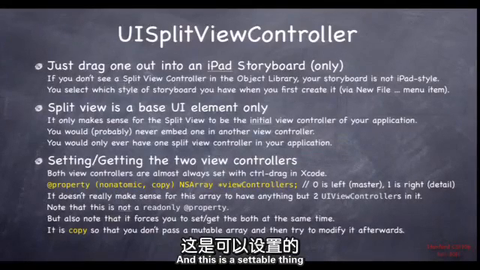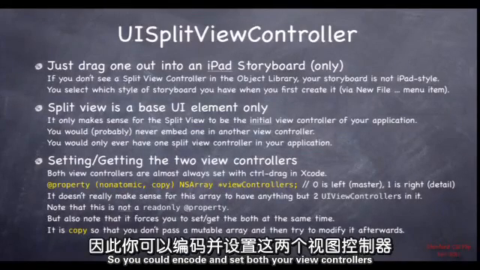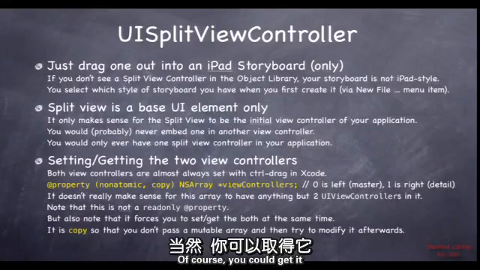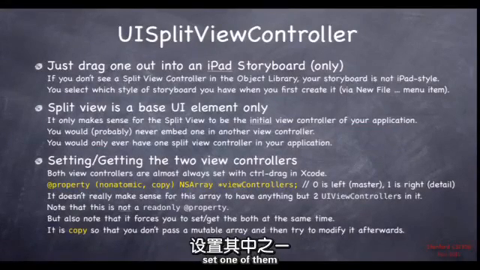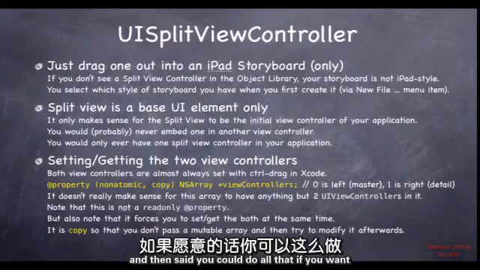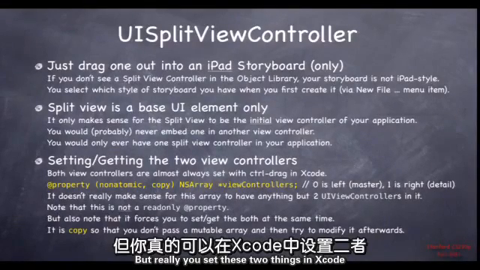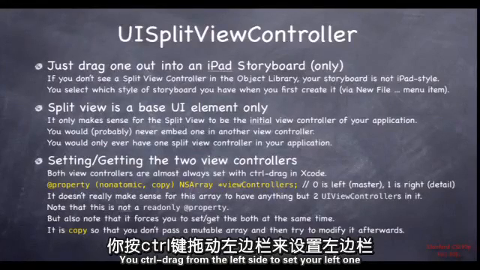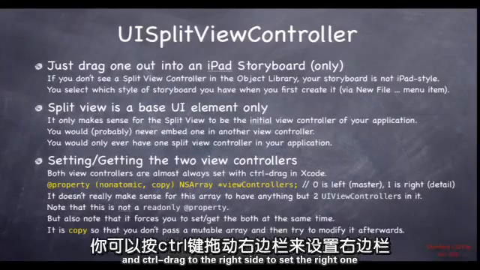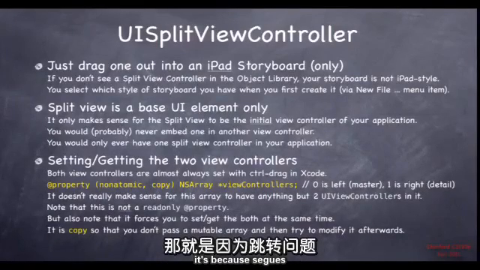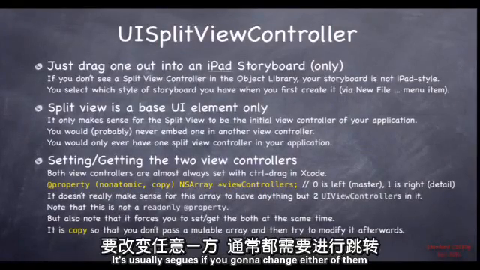This is a settable thing, so you could in code set both your view controllers. Notice that the API is built for you to set them both at the same time, generally. Okay? But of course, you could get it, make it mutable, set one of them, and then set it. You could do all that if you wanted, but it's kind of trying to lead you toward doing this. But really, you set these 2 things in Xcode. You control drag from the left side to set your left one, and control drag to the right side to set the right one. And then if that's going to change, it's because of segues. You're usually segueing if you're going to change either of them.